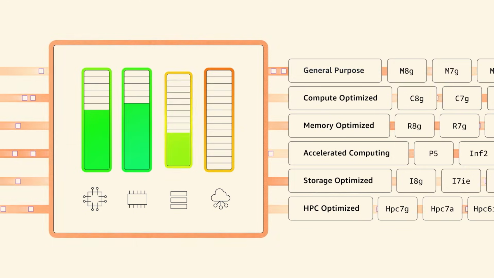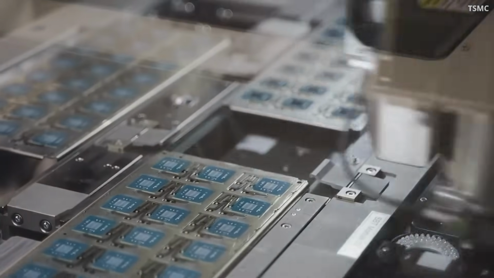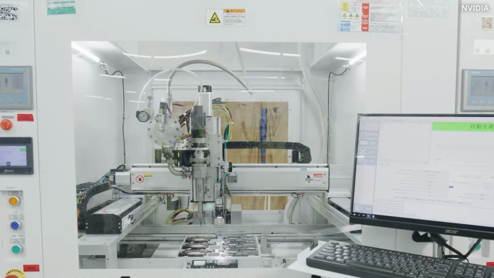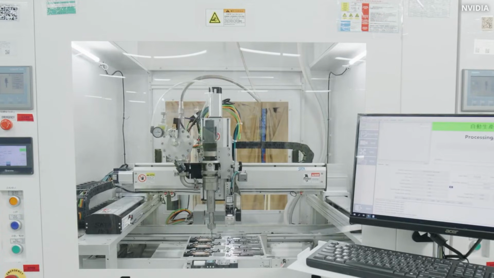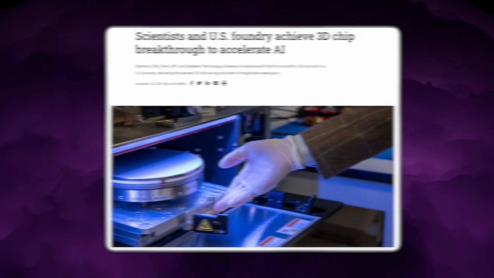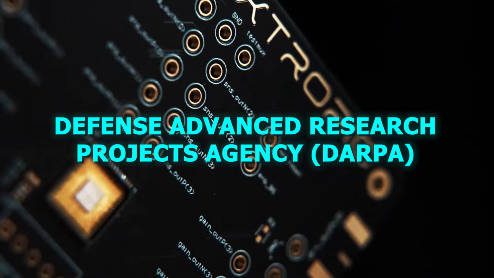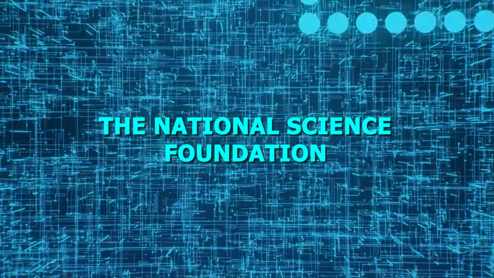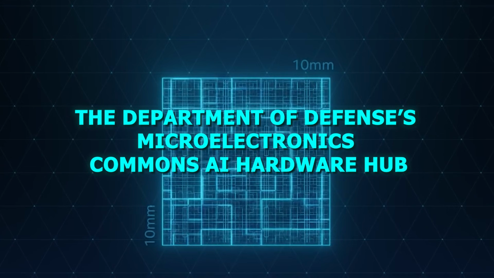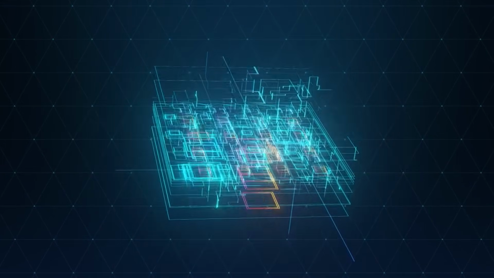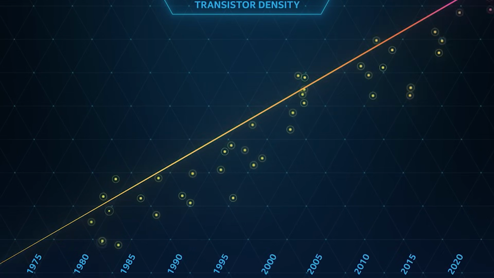The implications extend beyond performance. By proving monolithic 3D chips can be built inside a US commercial foundry, the project establishes a blueprint for domestic hardware leadership. If advanced 3D chips can be manufactured locally, the United States can innovate faster and shape the future of AI hardware rather than reacting to it. That strategic importance is reflected in the funding. Support came from DARPA, the US Department of Energy, the National Science Foundation, Samsung, the Department of Defense's Microelectronics Commons AI Hardware Hub, and several major research institutions, organizations that invest in foundational capability, not incremental gains.